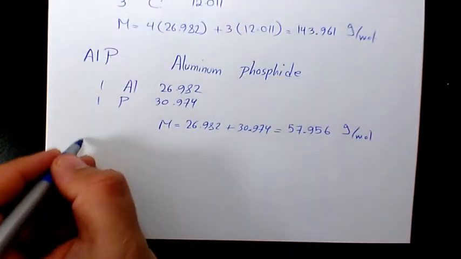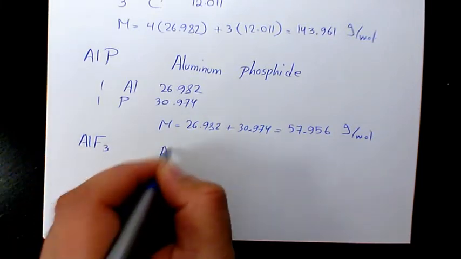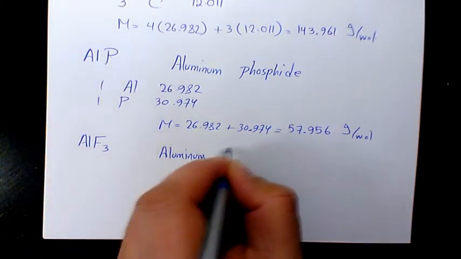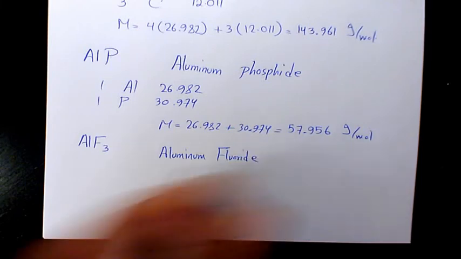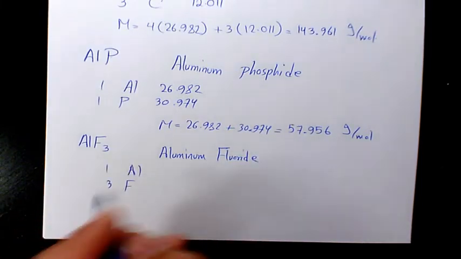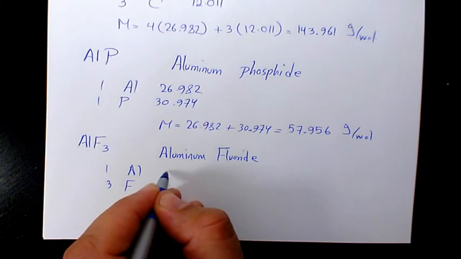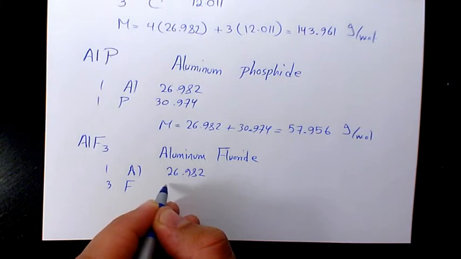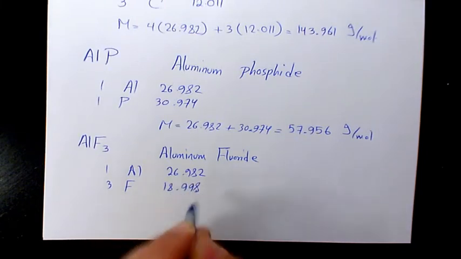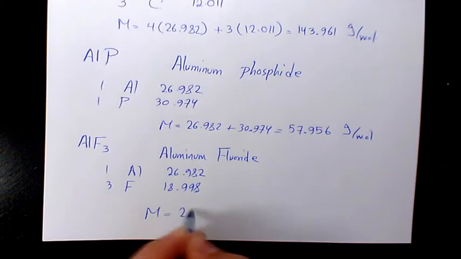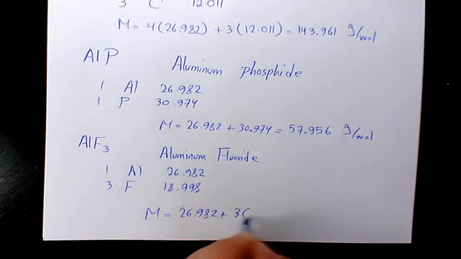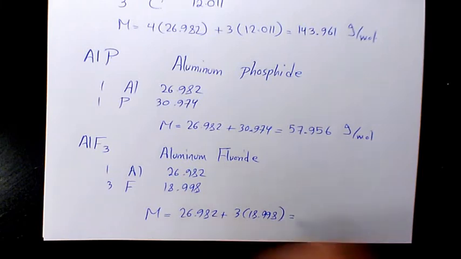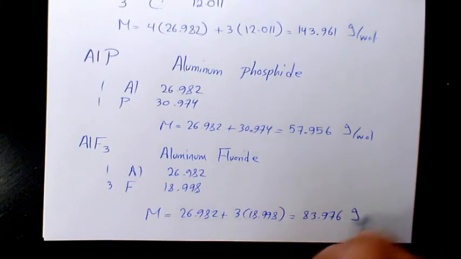Next one is AlF3, which is aluminum fluoride. You have 1 atom of aluminum, 3 atoms of fluorine. Al is 26.982. Fluorine is 18.998. It's going to be 26.982 plus 3 times 18.998. It's going to be 83.976 grams per mole.